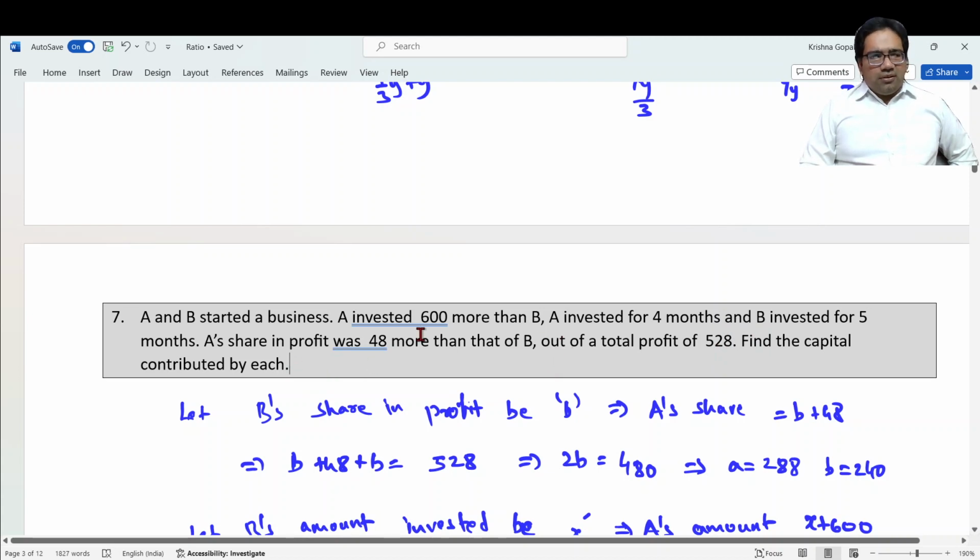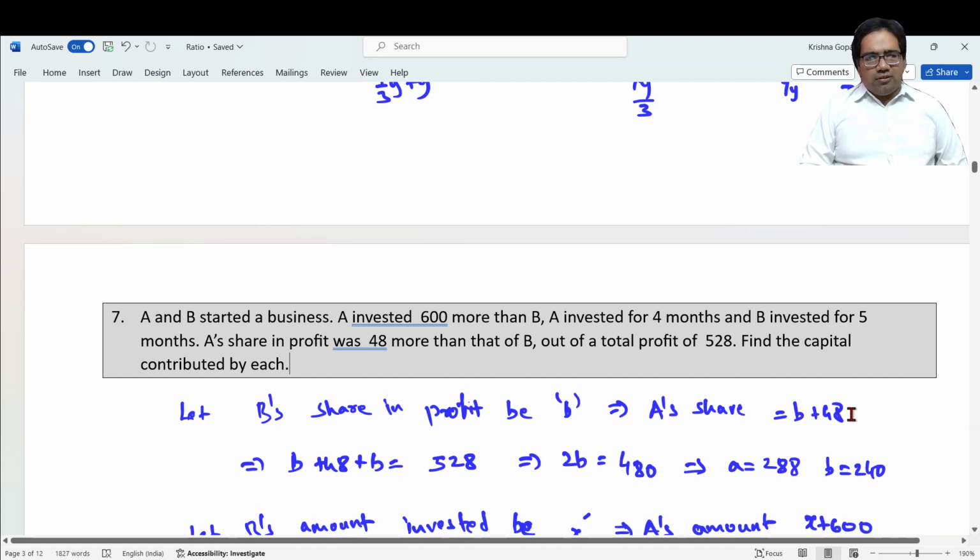Okay, what do you think? A's share is 48 greater than B. A's share is equal to B plus 48, and the total is 528. That means we can calculate what is A, what is B. Let's assume B's share is small b and A's share will become small b plus 48. This is A plus B, so b plus b plus 48 is equal to 528. That means 2b is equal to 528 minus 48, which is 480. B equal to 240, A equal to 288.